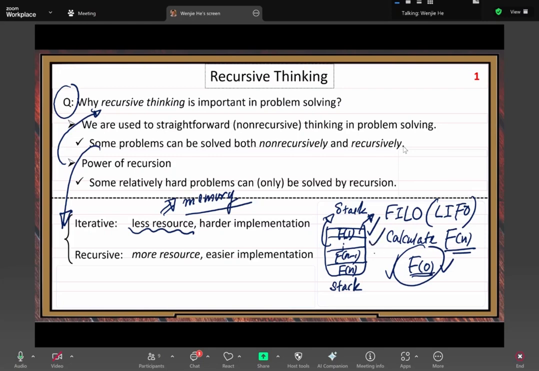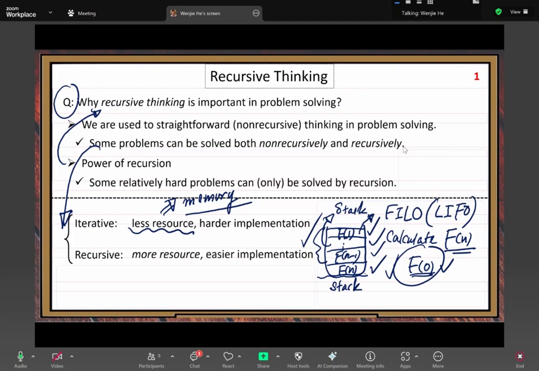Then pop up the next one, and finally you reach the bottom one, because after you reach the bottom one, all the values above are known. So you can use all those known values to find your target value, f of n. That's the recursion idea, the implementation idea of recursion.